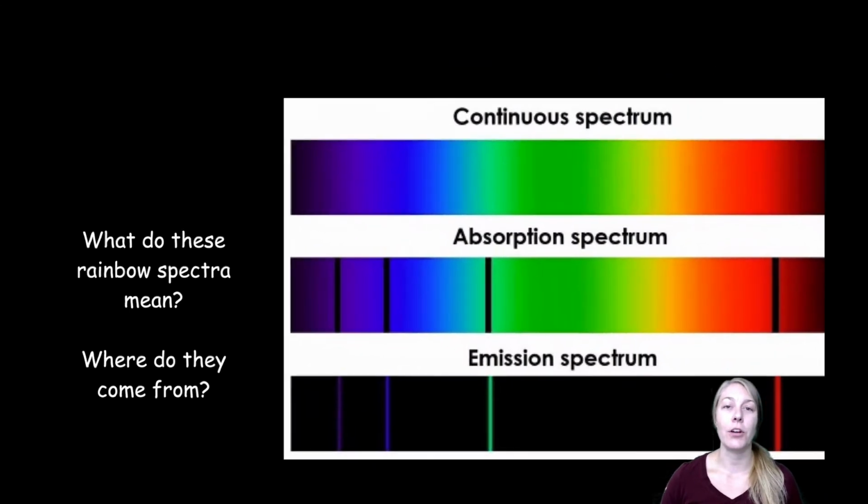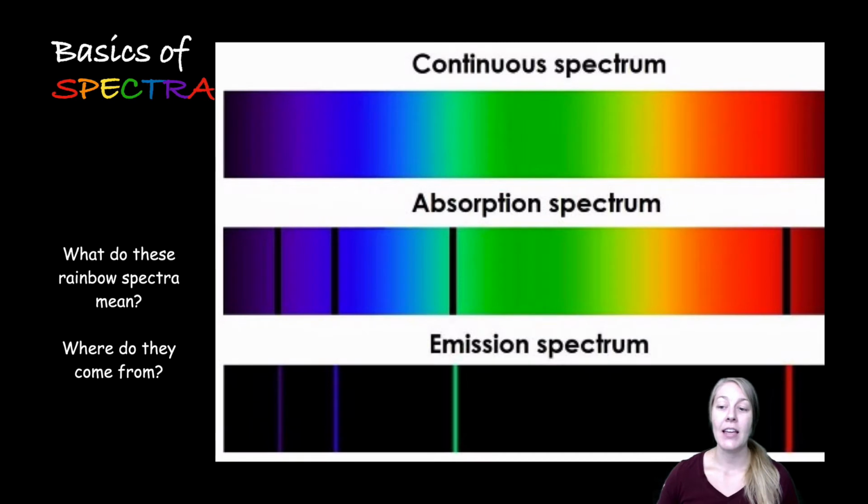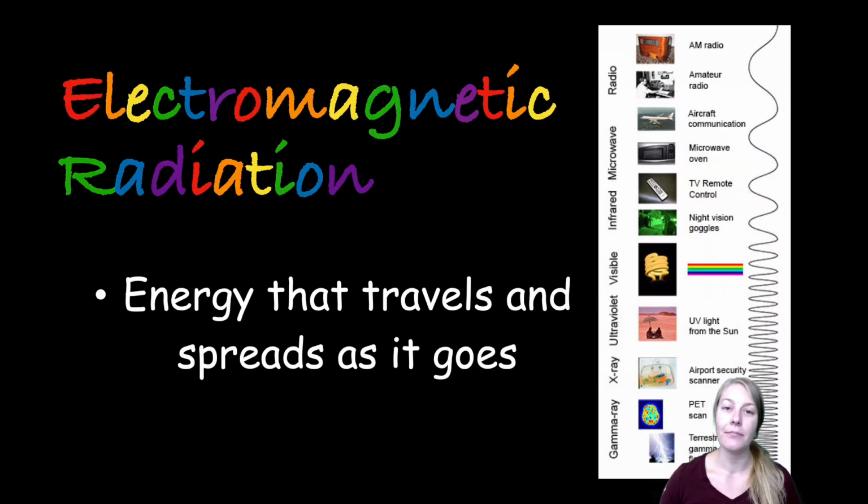So specifically, what you're going to see in that little gizmo activity is the absorption spectrum, that middle bar that you see there. You may also see the emission spectrum, but specifically we want to be looking at not a continuous spectrum, but one that actually has some breaks in it, some black lines that you observe.